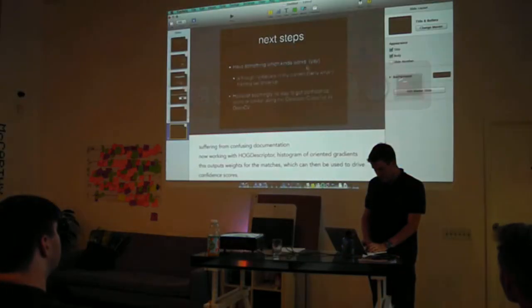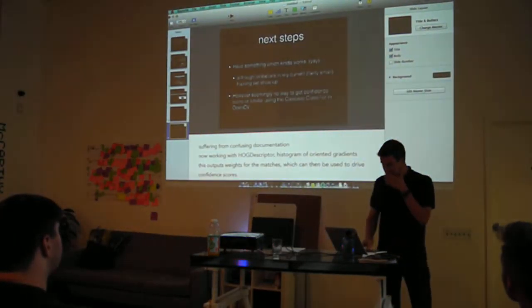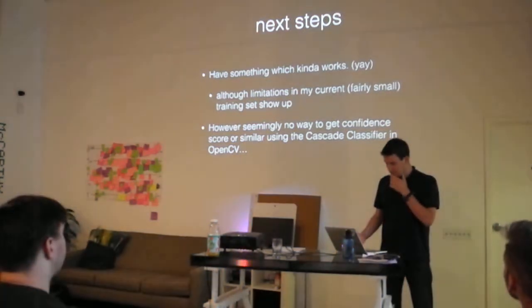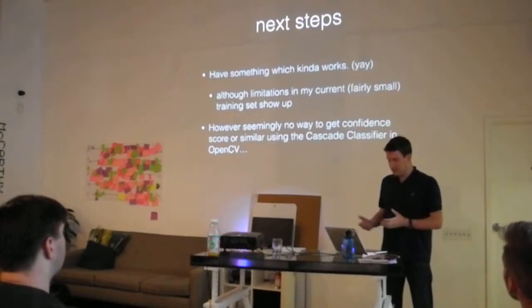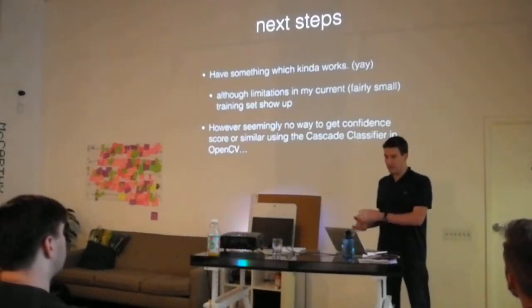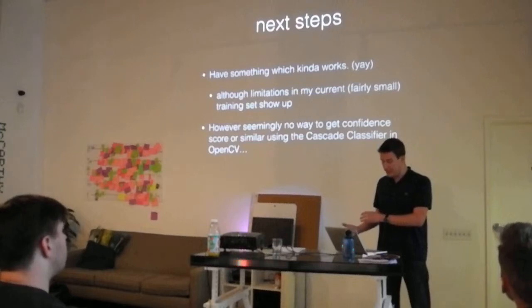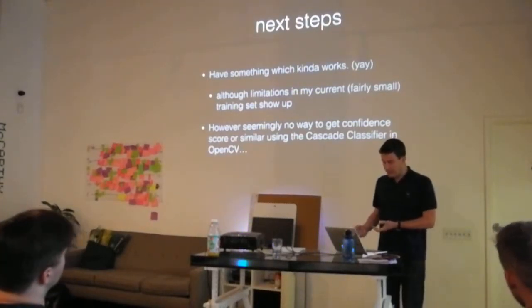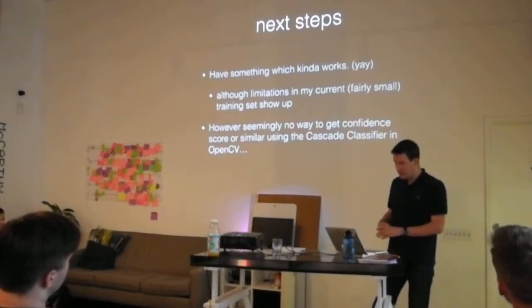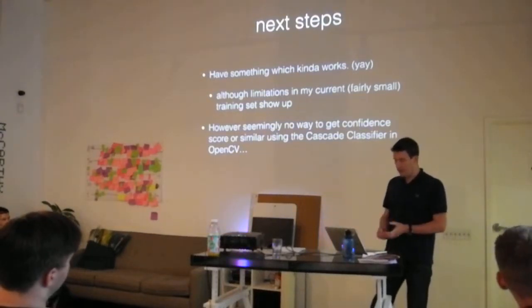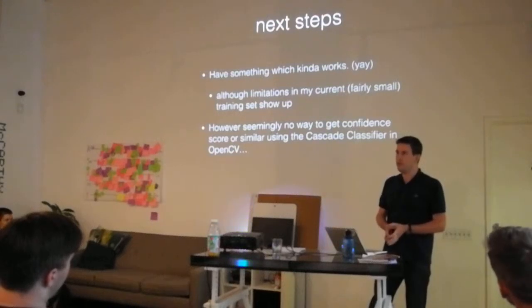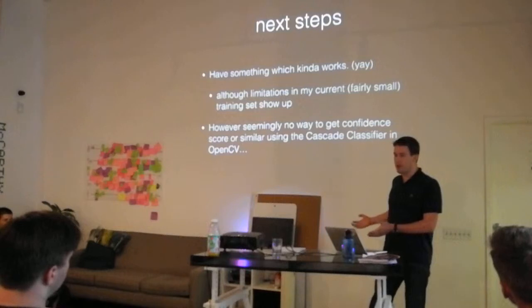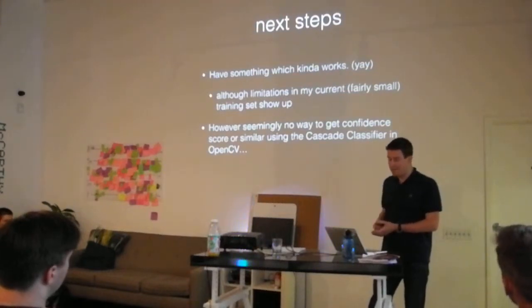So basically I ended up with something that works, but it has some fairly big limitations, because you can see, whilst in the corner where I trained and had lots of test data it worked quite well, elsewhere it didn't. And using the cascade classifier, which is what I was using in OpenCV, there doesn't seem to be a way to get the confidence. Some people have talked about it and said that it's a bug, but then the bug has existed for a long time, so maybe it's a feature.